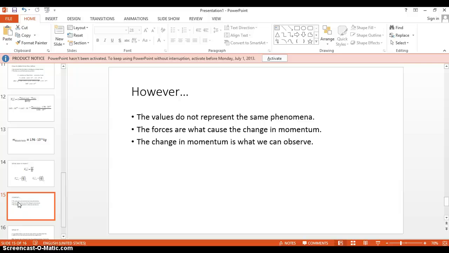And the change in momentum is simply what we can observe. These relationships can be expressed analytically, but it is misleading to presume that the force is just the change in momentum with respect to time. The change in momentum is a consequence of the force.